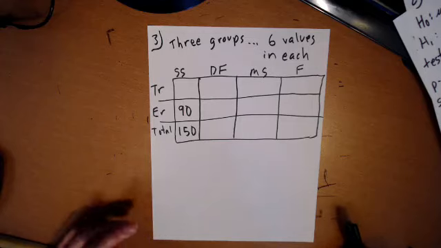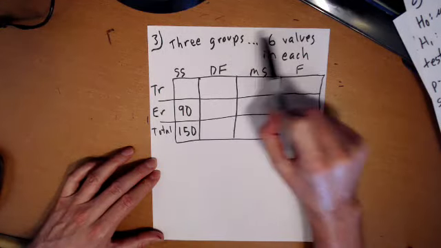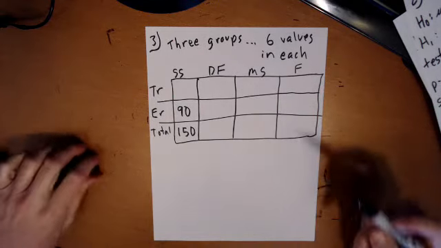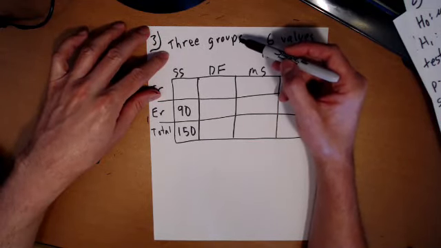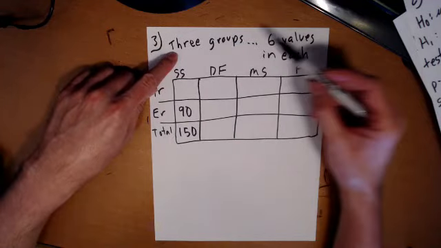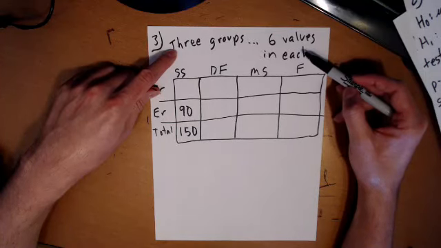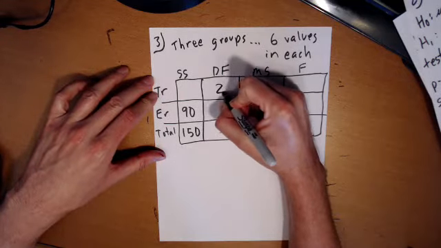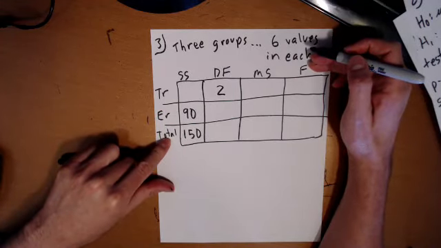Okay, so in problem number 3, notice that it says we have 3 groups, and within each group there's 6 values. 6 values in each group, but there's 3 groups. So if there's 3 groups, the degrees of freedom would be 2, 1 less. 3 groups, 6 in each, that's 18 total people. So 18 total people, degrees of freedom would be 1 less, 17.